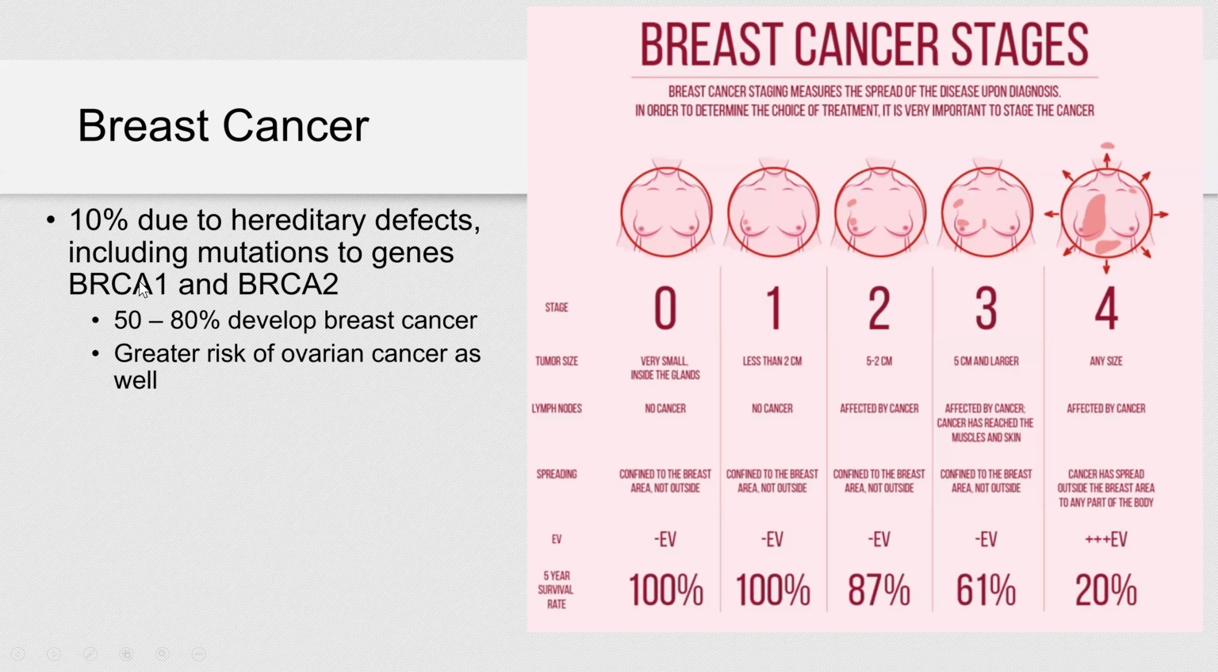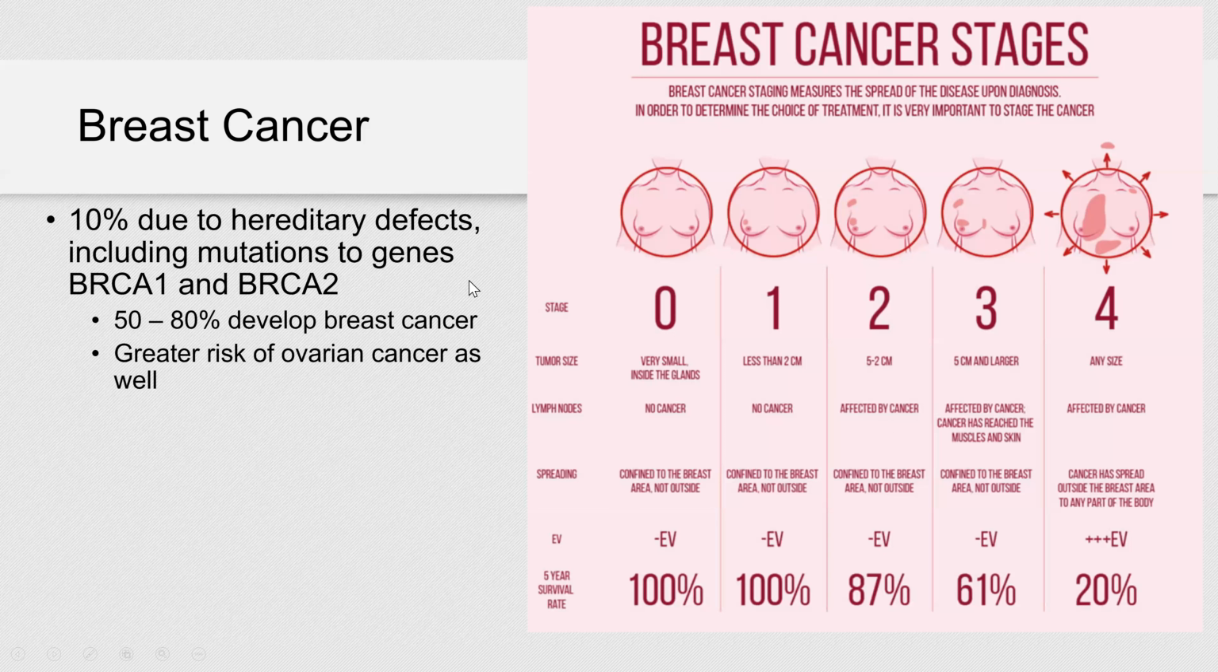We all have those genes, but we don't have a defect. If somebody has a defect in those genes, their chances of getting cancer increase, right? And mutation of these genes also gives you a greater risk of ovarian cancer.